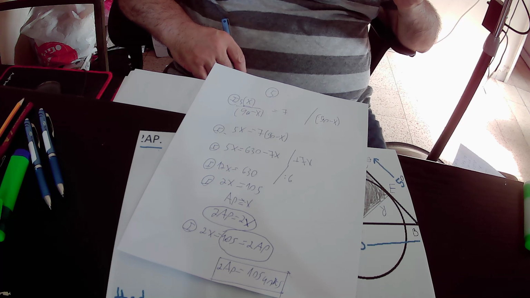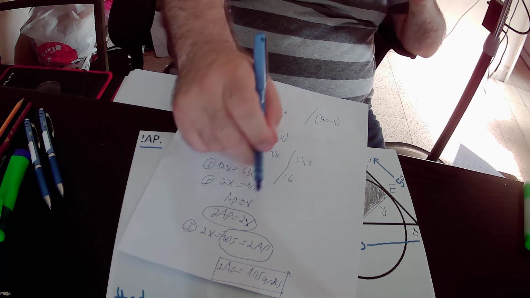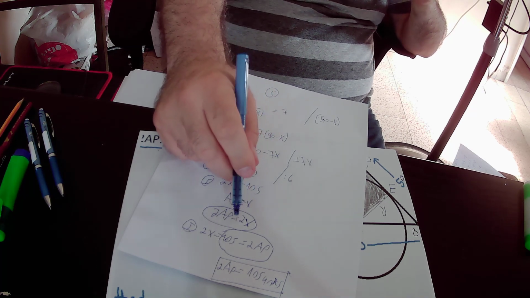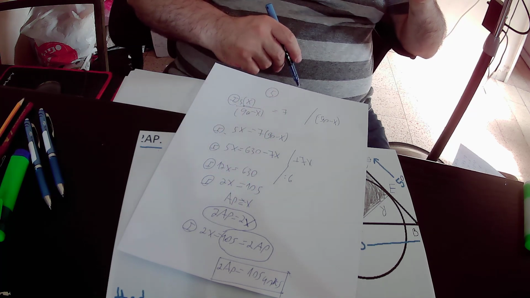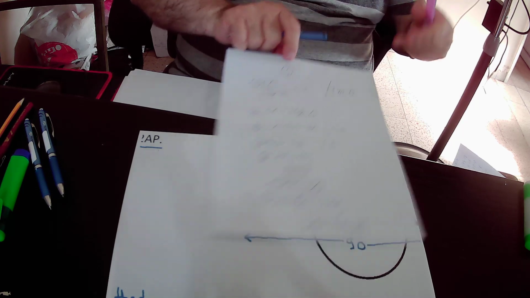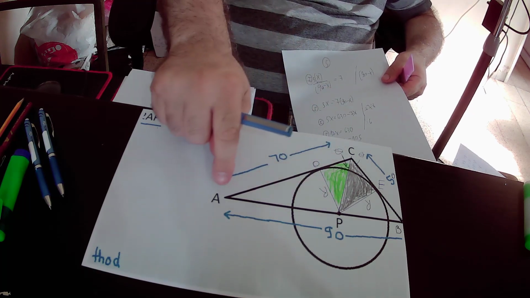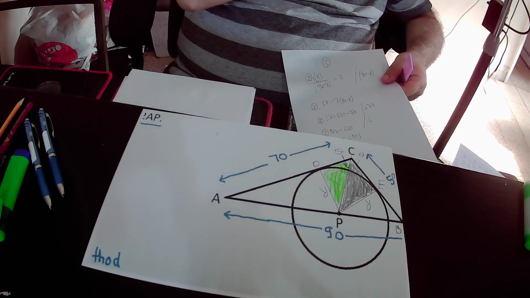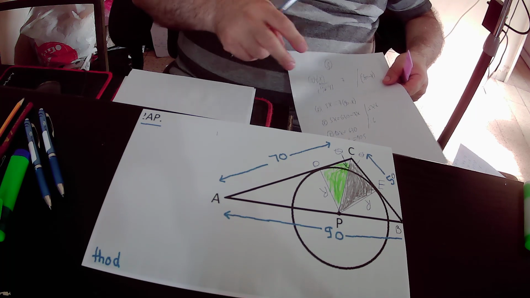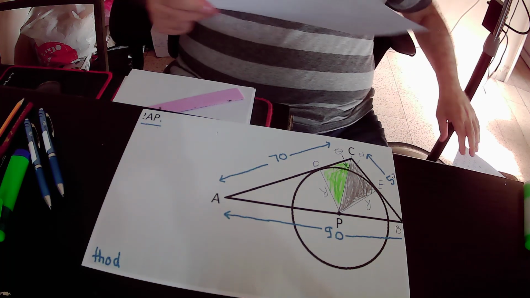Okay. So 2 times AP equals 105, and actually that is the answer to the question. 2 times AP equals 105 units. That is the answer to the question. So now I will summarize the lecture.